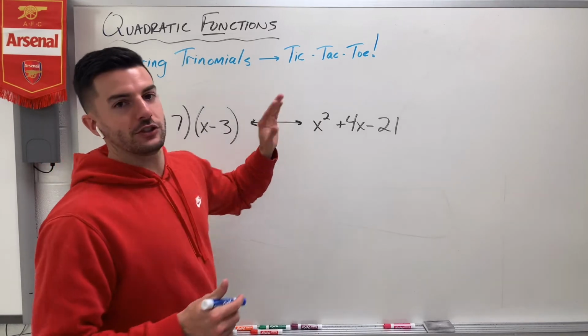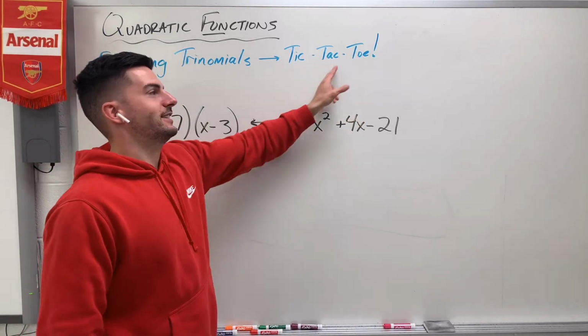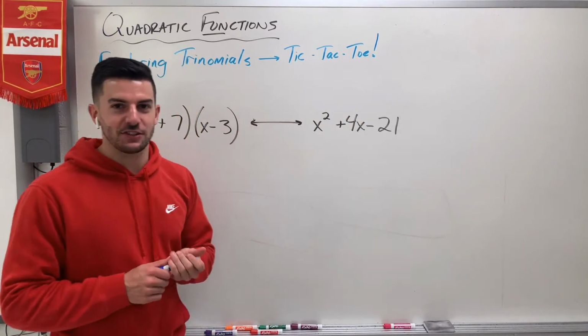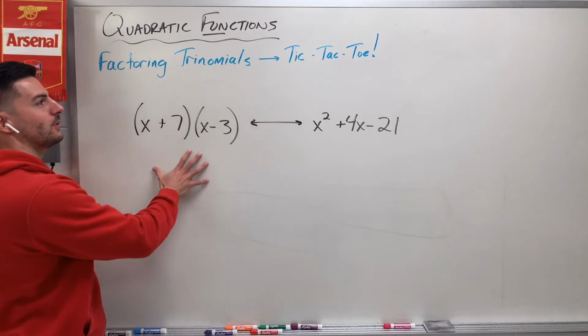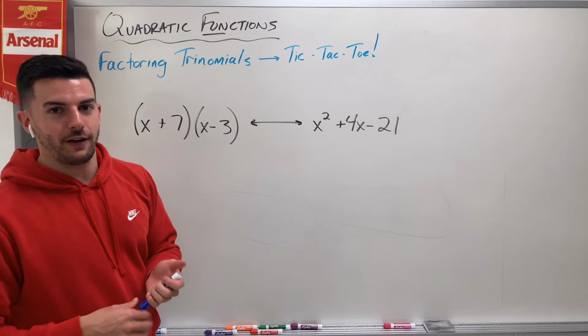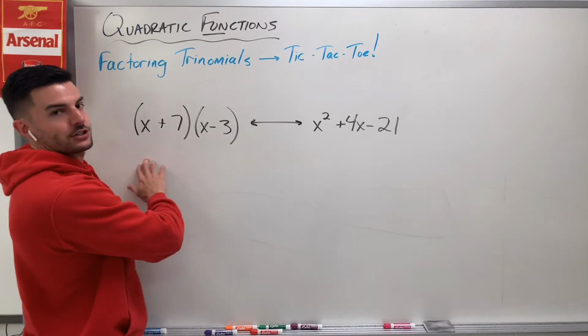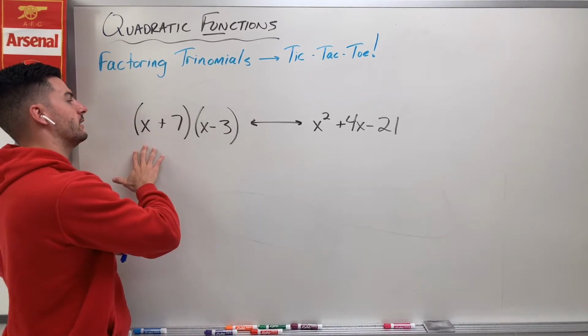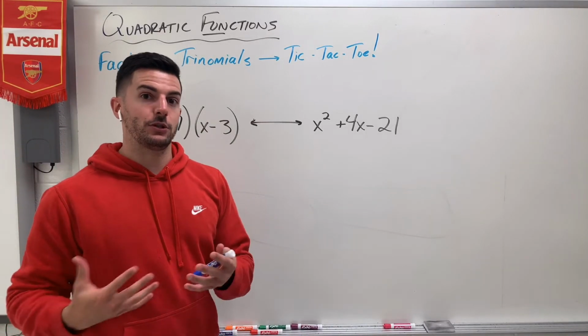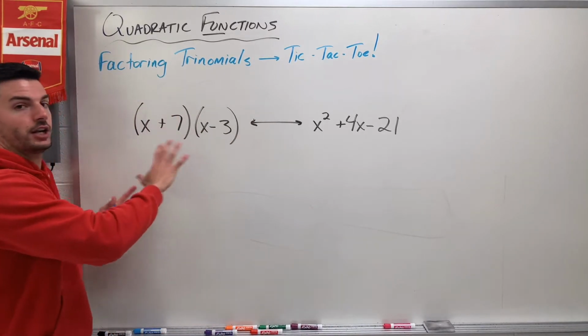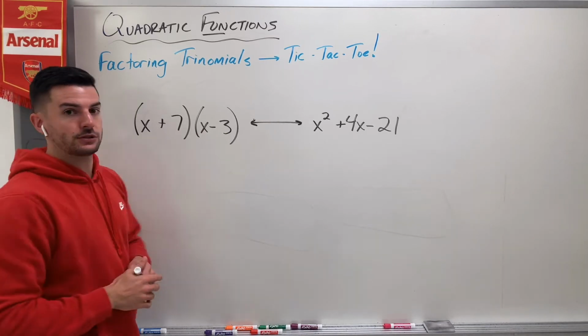We're going to be using a strategy called Tic Tac Toe, and it's just as fun as the actual game, which is great. We've talked a lot about factoring. What we're doing when we actually factor something is, again, kind of reversing the distribution process of different groups of terms.